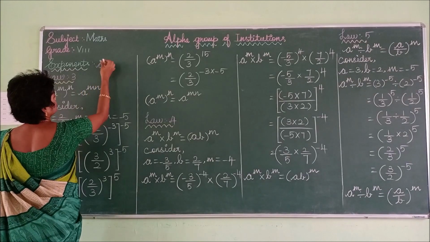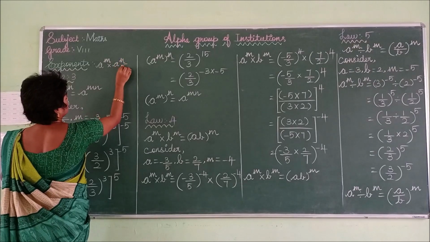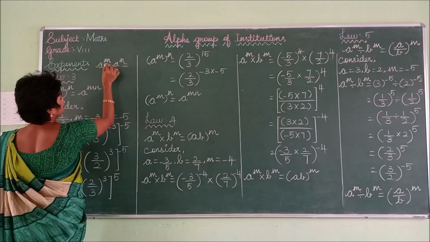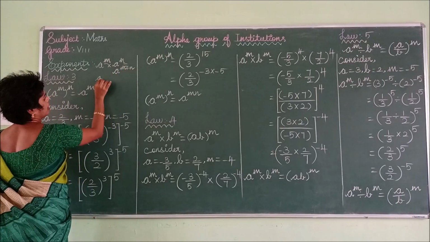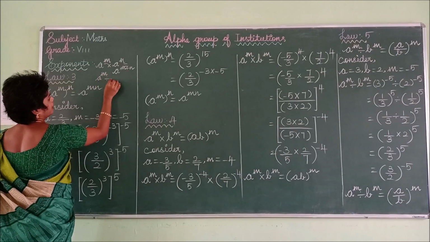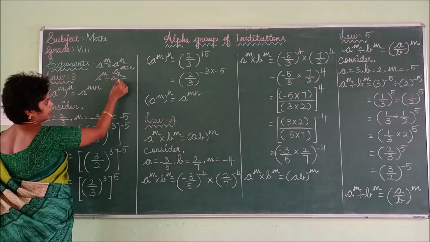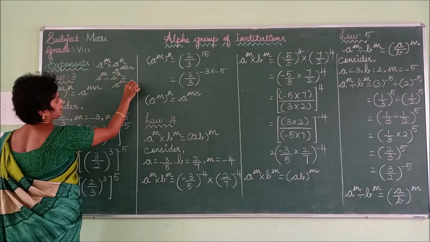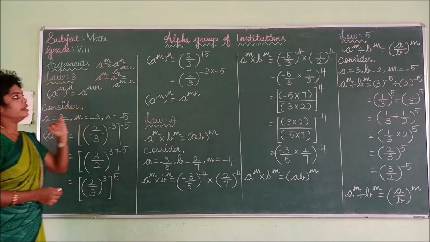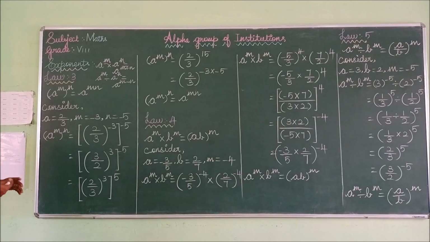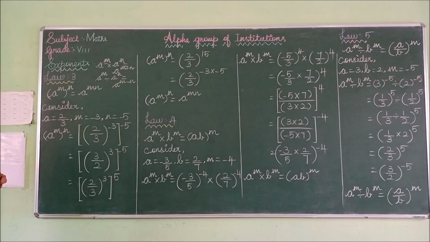The first law is a power m into a power n, which is equal to a power m plus n. That means the same bases' powers must be added. Then what is the second law? A power m divide a power n, both are in division, bases are the same, you must subtract the powers: a power m minus n. So listen carefully: a power m into a power n equals a power m plus n. Second law, a power m divide a power n equals a power m minus n.